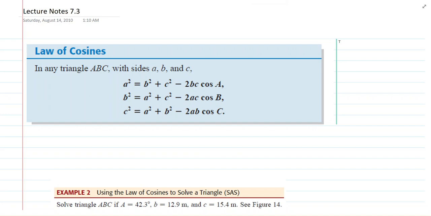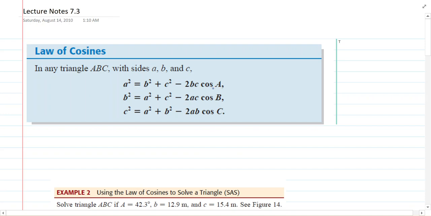Section 7.3 has to do with the law of cosines. So we've been dealing with the law of sines, which is pretty straightforward. We're using proportions. Law of cosines, if you have all three sides, then you can use law of cosines. And a squared equals b squared plus c squared minus 2bc cosine A.